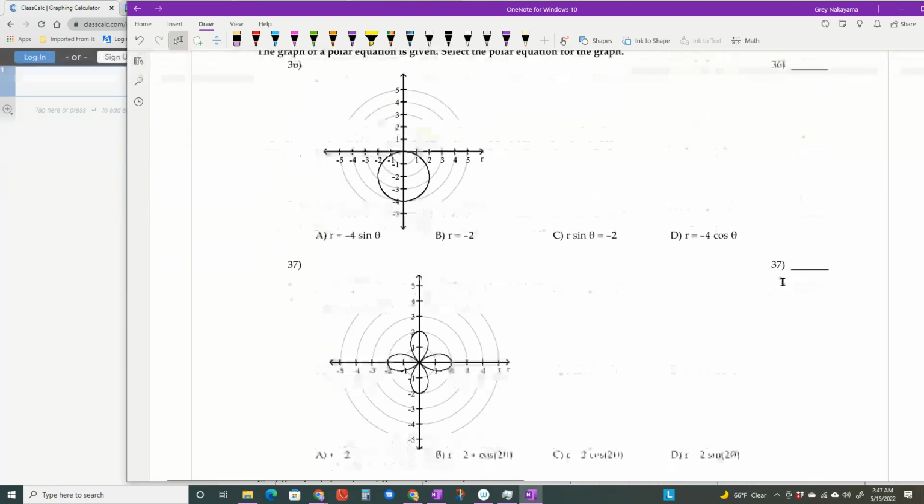All right, the graph of a polar equation is given. Select the polar equation for the graph. That is a circle, okay? So r equals -4. So if I see -4 sine theta, okay, you kind of need to know that that's a circle. The -4 right here tells you that you're going to -4, and the sine is the y. So I'm going to -4 on the y-axis. So my answer in this case is A.